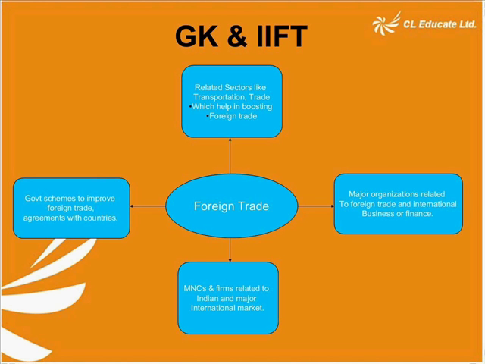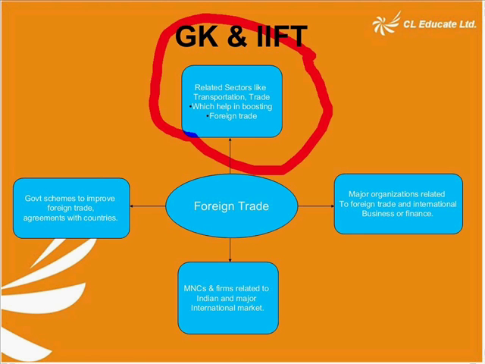So the overall idea is, what to read, you have to keep this in mind. What you read should be things that relate more to foreign trade. Of course there is some part of static general knowledge, but apart from that there are a lot of things related to foreign trade. Then government schemes to improve foreign trade and agreements with countries. Very, very important.